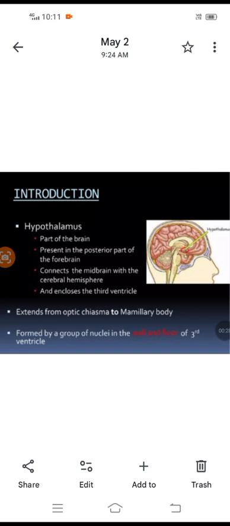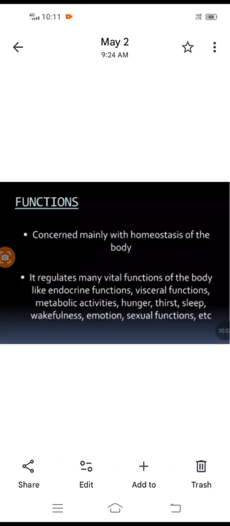It extends from optic chiasma to mammillary body, formed by a group of nuclei in the wall and floor of third ventricle. Functions are concerned mainly with the homeostasis of the body. It regulates many vital functions of the body like endocrine functions, visceral functions, metabolic functions, hunger, thirst, sleep, wakefulness, emotion, and sexual functions, etc.